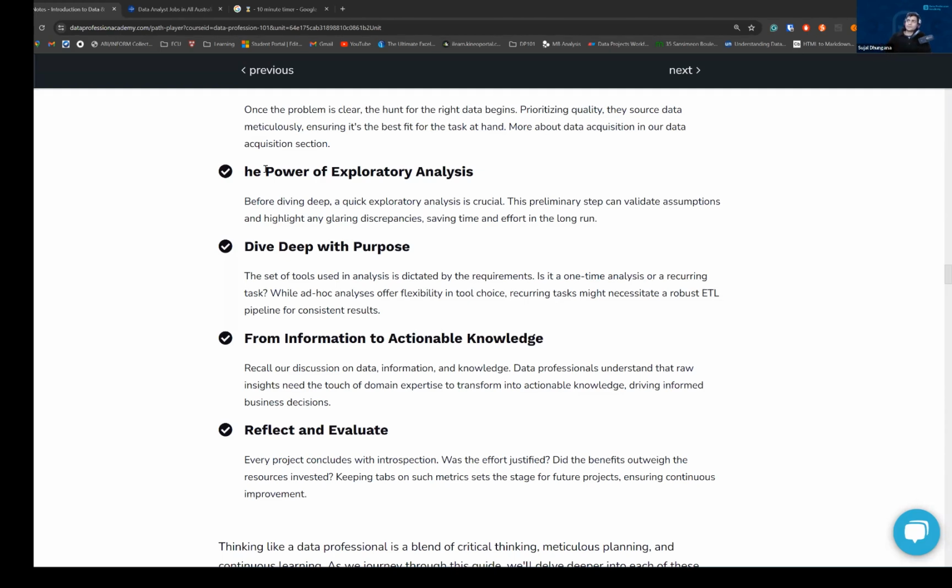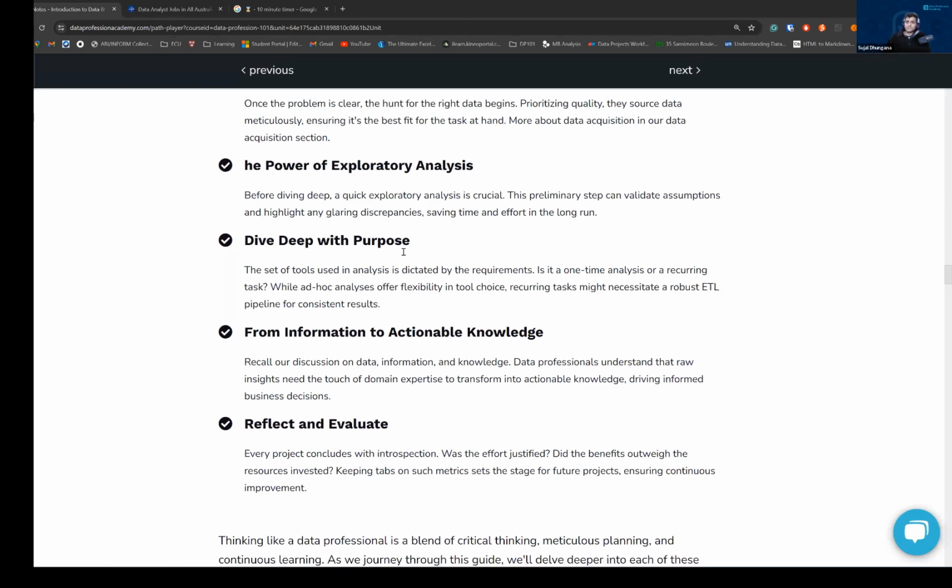That's what exploratory analysis prevents: wasting your time on something when the data was not there in the first place. So that's the exploratory analysis, and a good data analyst would always do it before they do the deep-down analytics on anything.